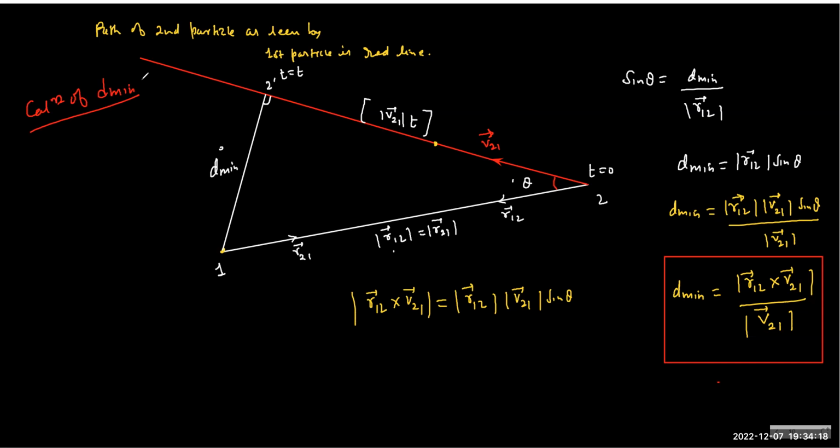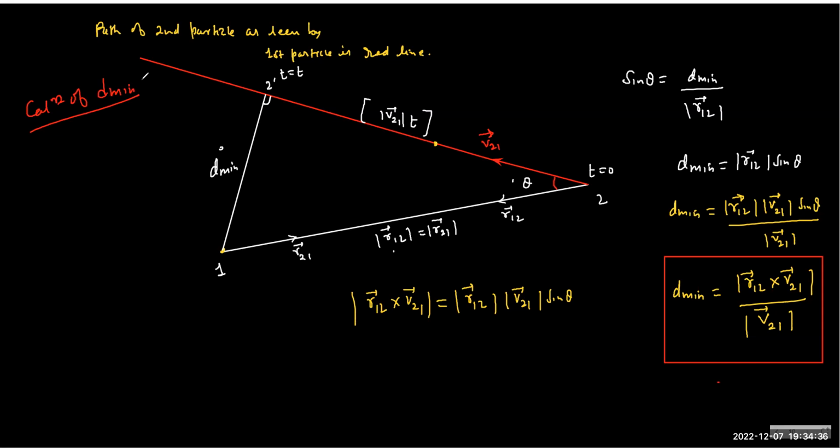So it is 0, correct. So the idea is simple. If they are going to collide, it means the minimum separation must be 0 because they will meet at the same point. But if they fail to collide, then there is a formula. We can always use the formula.